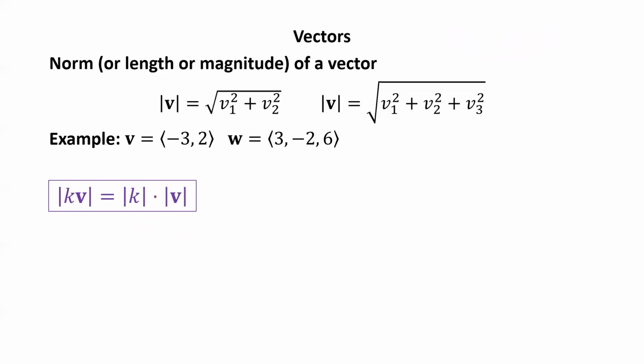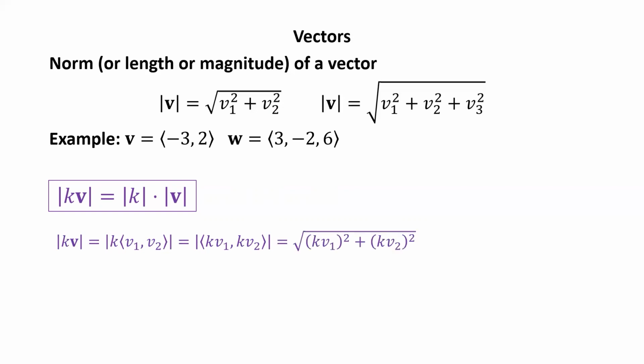So since we're using this rule, let's give a proof that it is actually true. I'll do it in 2 space. The argument is completely analogous in 3 space. So the length of kv, rewriting v in component form as v1, v2, and using the definition of scalar multiplication, we get the length of the vector kv1, kv2, which by definition of length is the square root of the square of kv1 plus the square of kv2.